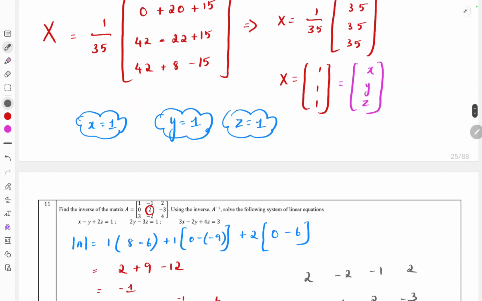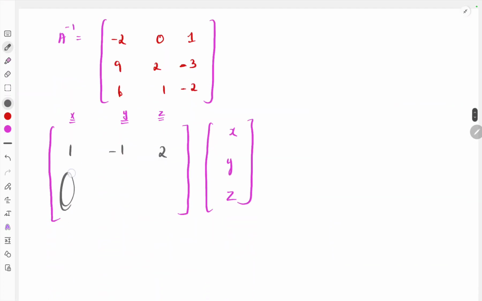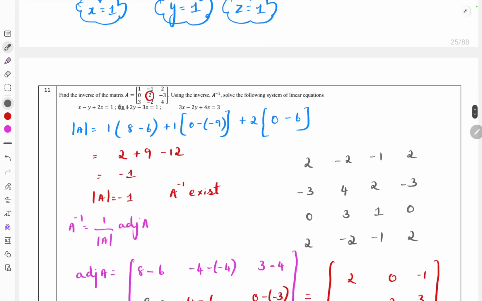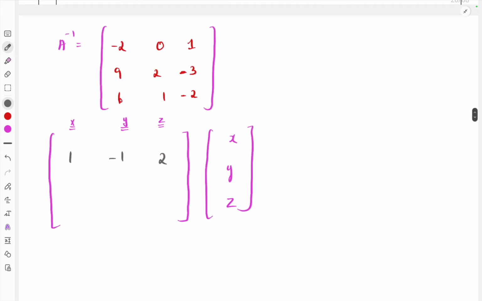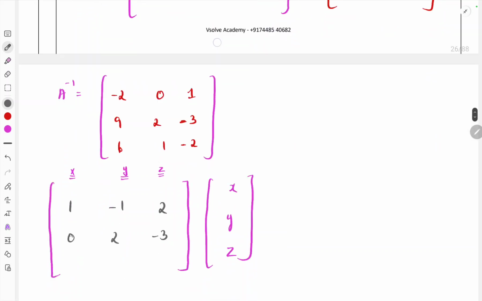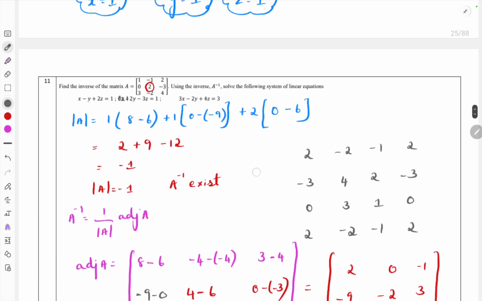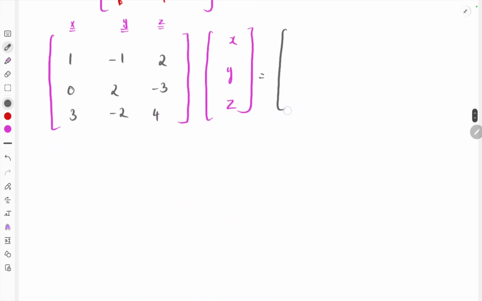So now from here what we have is 1 minus 1, 2. Next, here x is not there, which means 0x we have. So 0x plus 2y. Here in this first column I have to write the coefficient of x. I cannot proceed with 2 here. So if the x term is not there, it is understood that the coefficient of x is 0. So 0, 2, minus 3. Next, 3 minus 2, 4. And it is equal to the constant part whatever we have. So 1, 1, 3.